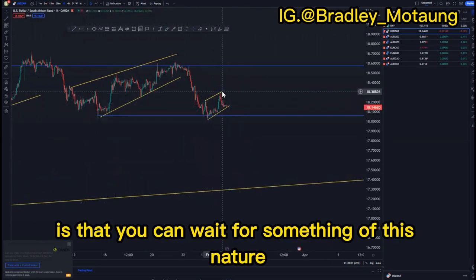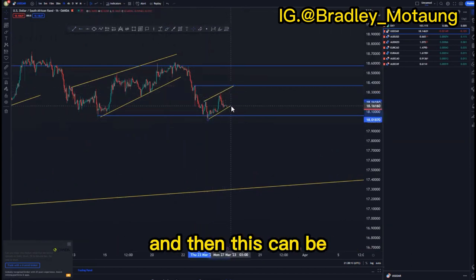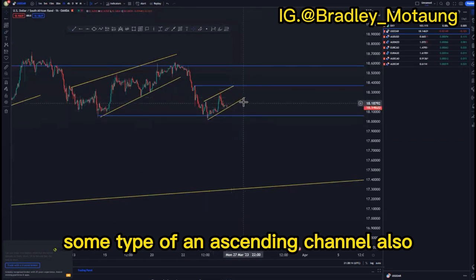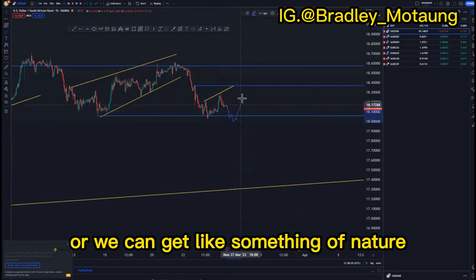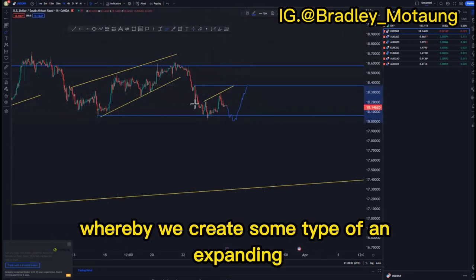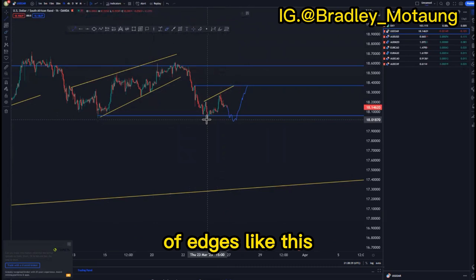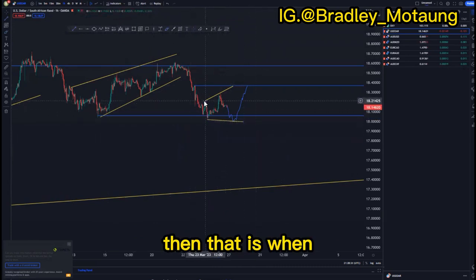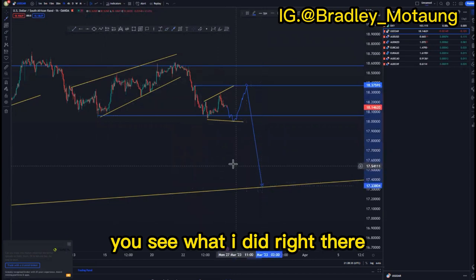But what you can do is wait for something of this nature, whereby this area can be catered for, and then this can be some type of an ascending channel also. I don't know if the market will just react to this, or we can get something of this nature, whereby we create some type of an expanding pattern. And then after creating that expanding pattern, that is when we can look for those selling opportunities. You see what I did right there?